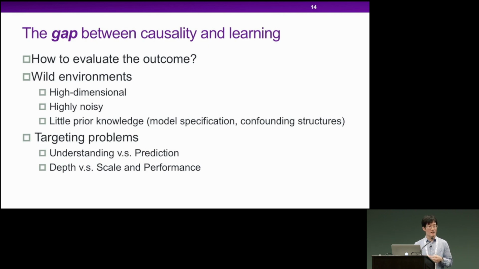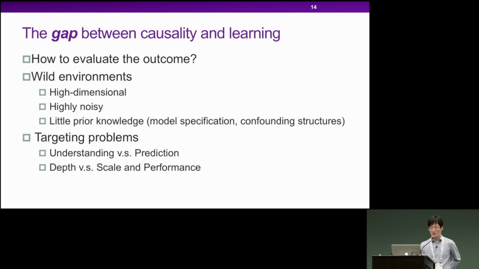So their data environment is actually a bit different from the learning environment. In the learning environment, we call them the wild environments. Why do we call them wild? Because the data are very high dimensional, very noisy, and we often have little prior knowledge on the model specification and the confounding structures, right? So in this kind of wild environment, how can we do causal inference? And how can we discover the causality? I think this is a problem, right?